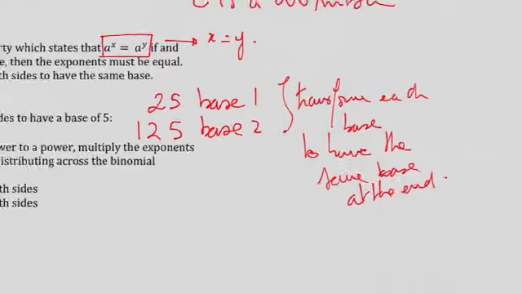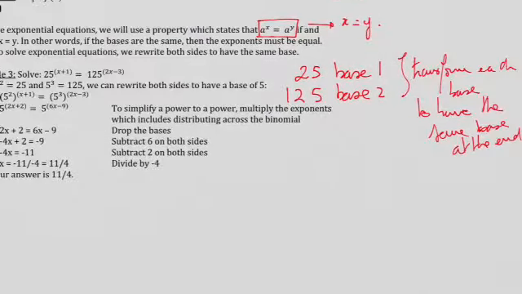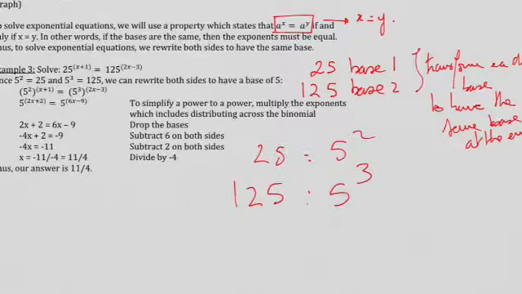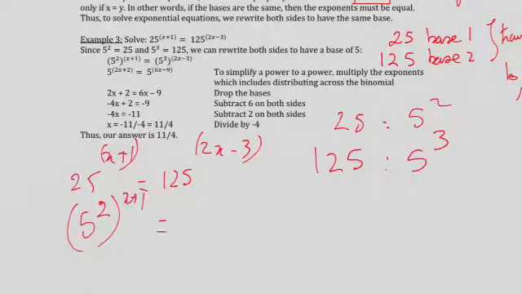And for that, I just need to look at 25 and 125. Well, 25 is 5 squared, when 125 is 5 cubed. So my expression goes from 25 to the x plus 1 equal 125 to the 2x minus 3, using my parentheses, to 5 squared to the x plus 1 equal to 5 cubed to the 2x minus 3.